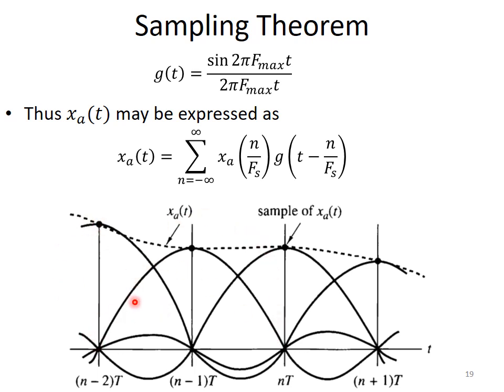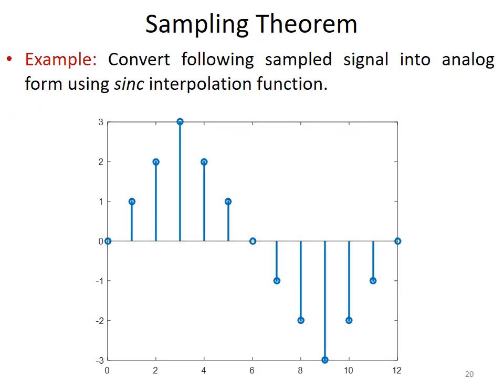For example, this one at n minus 2, another sinc function, this one at n minus 1 T, then another sinc function at n plus 1 T, another sinc function is this one at nT. So different sinc functions are generated at each sampling interval, and the amplitude of the sinc functions are multiplied with the amplitude of the sample, and these all are added together, and once you add all these together, you will get the analog signal reconstructed. Let us see this phenomenon in detail.